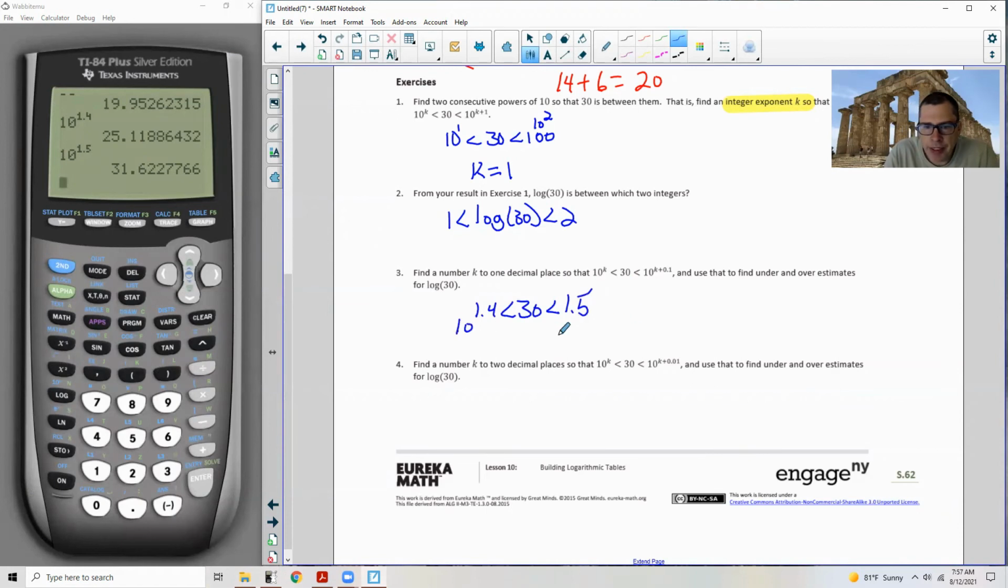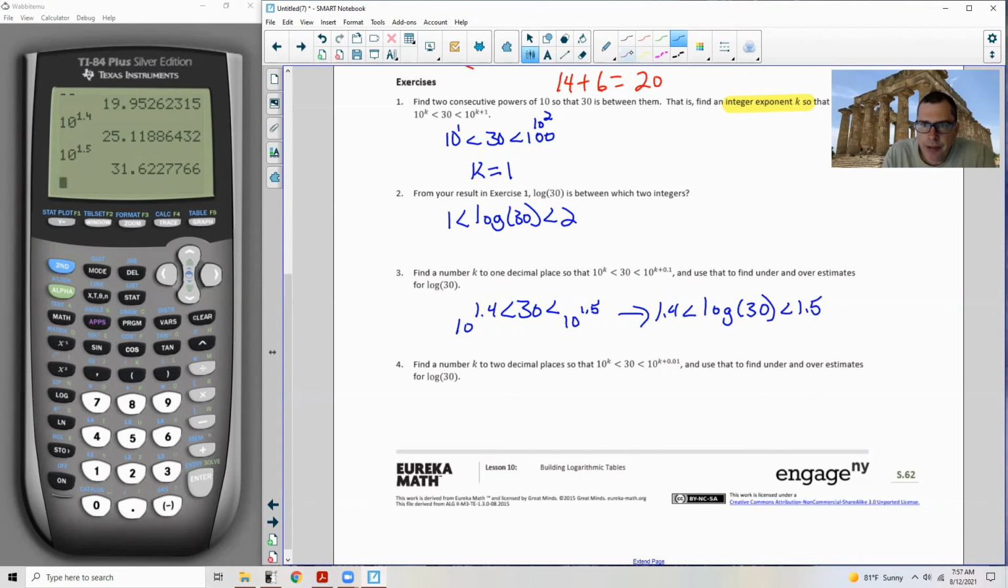Okay, and we would say 30 is between 10 to the power of 1.4 and 10 to the power of 1.5. So therefore, we can conclude that the log of 30 is between those powers. Okay.